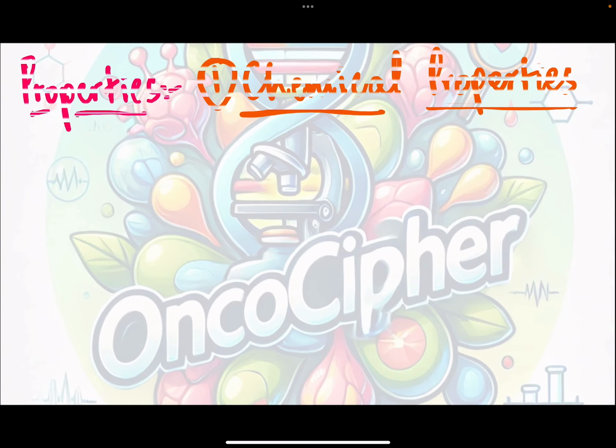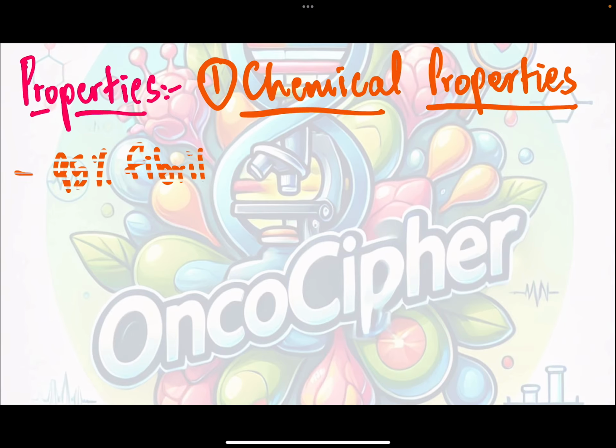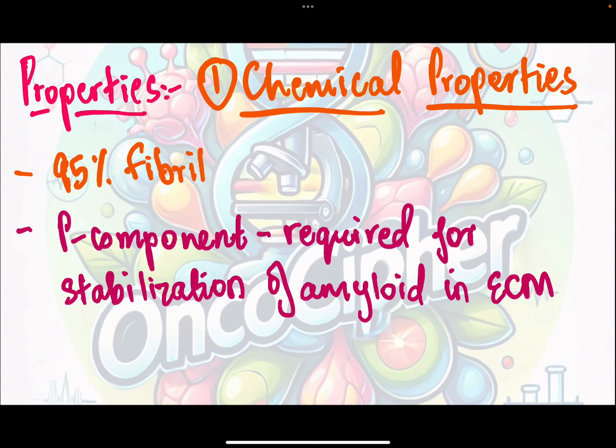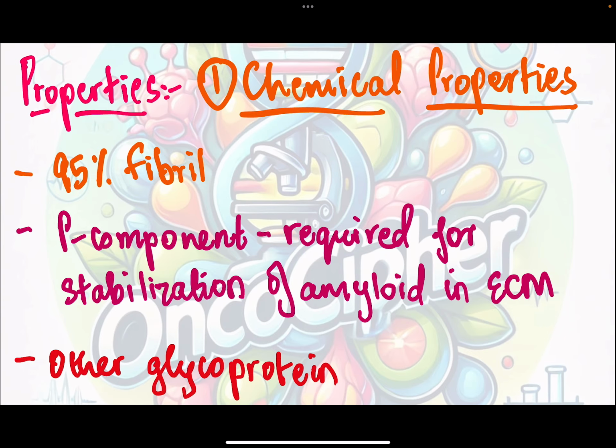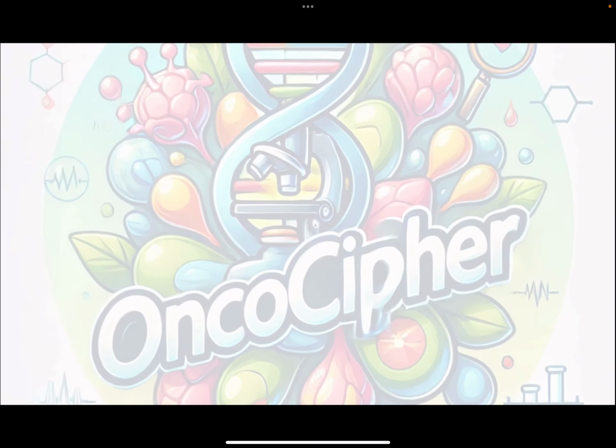All right. Now, what are its properties? So, first we'll discuss the chemical properties. It is made up of 95% fibrils. We also have the P component, which is responsible for the stabilization of amyloid in extracellular matrix. And finally, some other glycoproteins are also present.